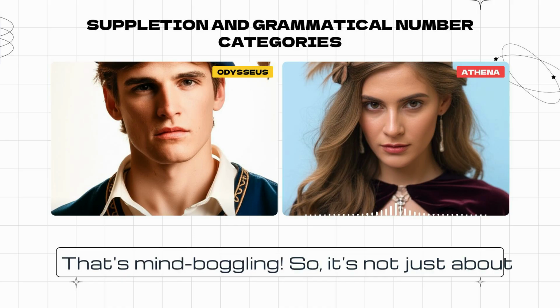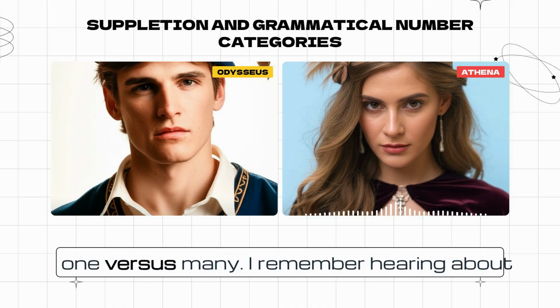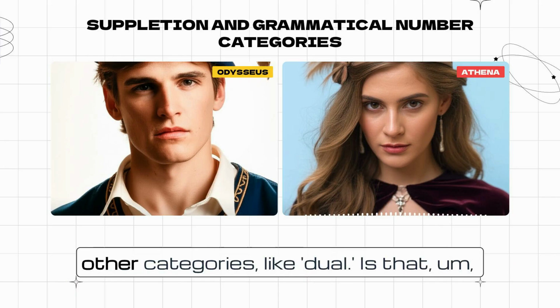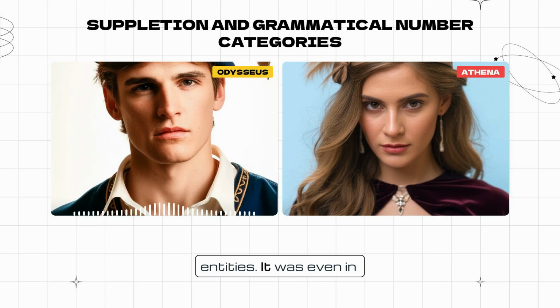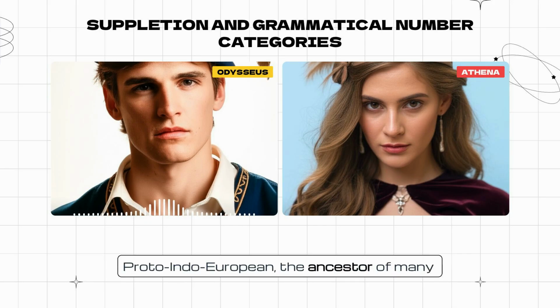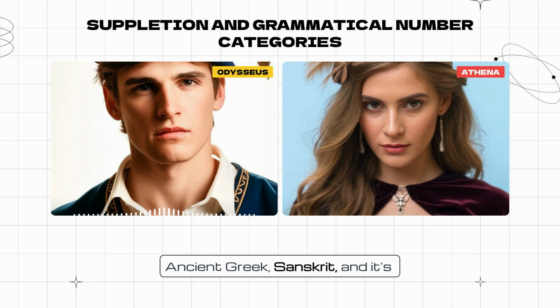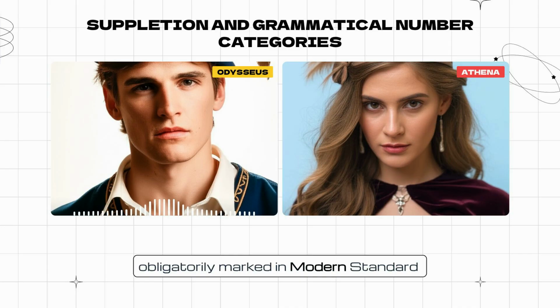That's mind-boggling. So it's not just about one versus many. I remember hearing about other categories, like dual. Is that a thing in many languages? Oh, the dual is absolutely a thing, and it's fascinating. While English just has singular and plural, many languages go way beyond. The dual specifically refers to two entities. It was even in Proto-Indo-European, the ancestor of many European and Indian languages. You see it in ancient Greek, Sanskrit, and it's obligatorily marked in modern standard Arabic on nouns, verbs, everything, really.